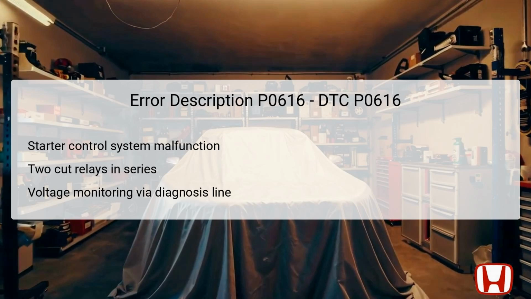Additionally, the PCM monitors voltage levels between these relays through a dedicated diagnosis line. When this diagnosis line reports voltages at or below 1.29 volts for a specified duration, the PCM recognizes a potential failure and registers the DTC according to its internal logic.